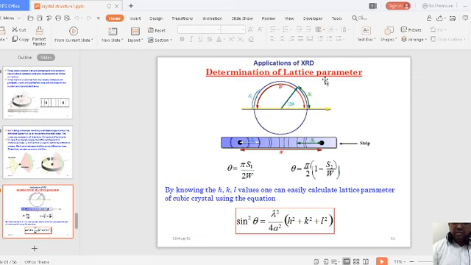You can determine the lattice parameter geometrically and mathematically. Geometrically, you can see here this is S1 and this is S2. Front reflection, back reflection, right? This is the complete distance traveled by the X-ray beam, which has been shown here. So we can find out the lattice parameter of the given crystal.